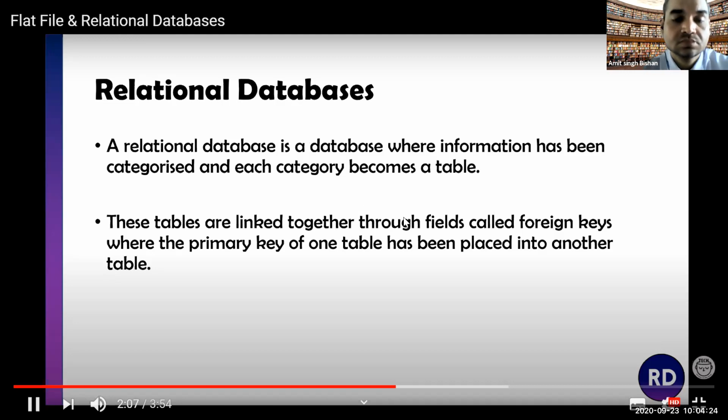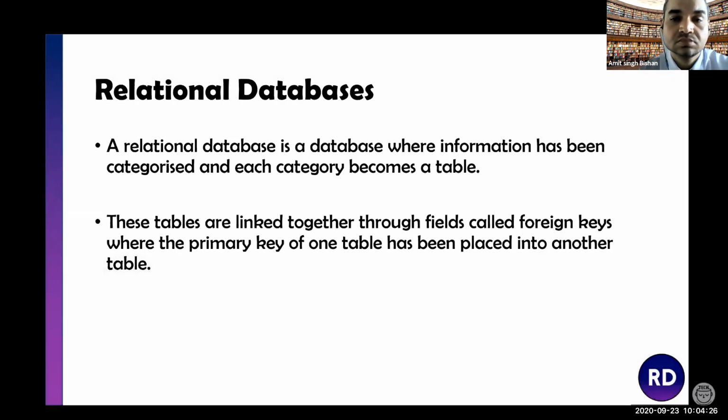Now, these tables are linked together through fields called foreign keys. I spoke about primary keys and foreign keys in my first video for Access, but just to recap: your primary key is your unique identifier for each record in a table. A foreign key is when you use one table's primary key in a different table, so that the primary key of one table is placed into another table, and that creates a connection, a link.